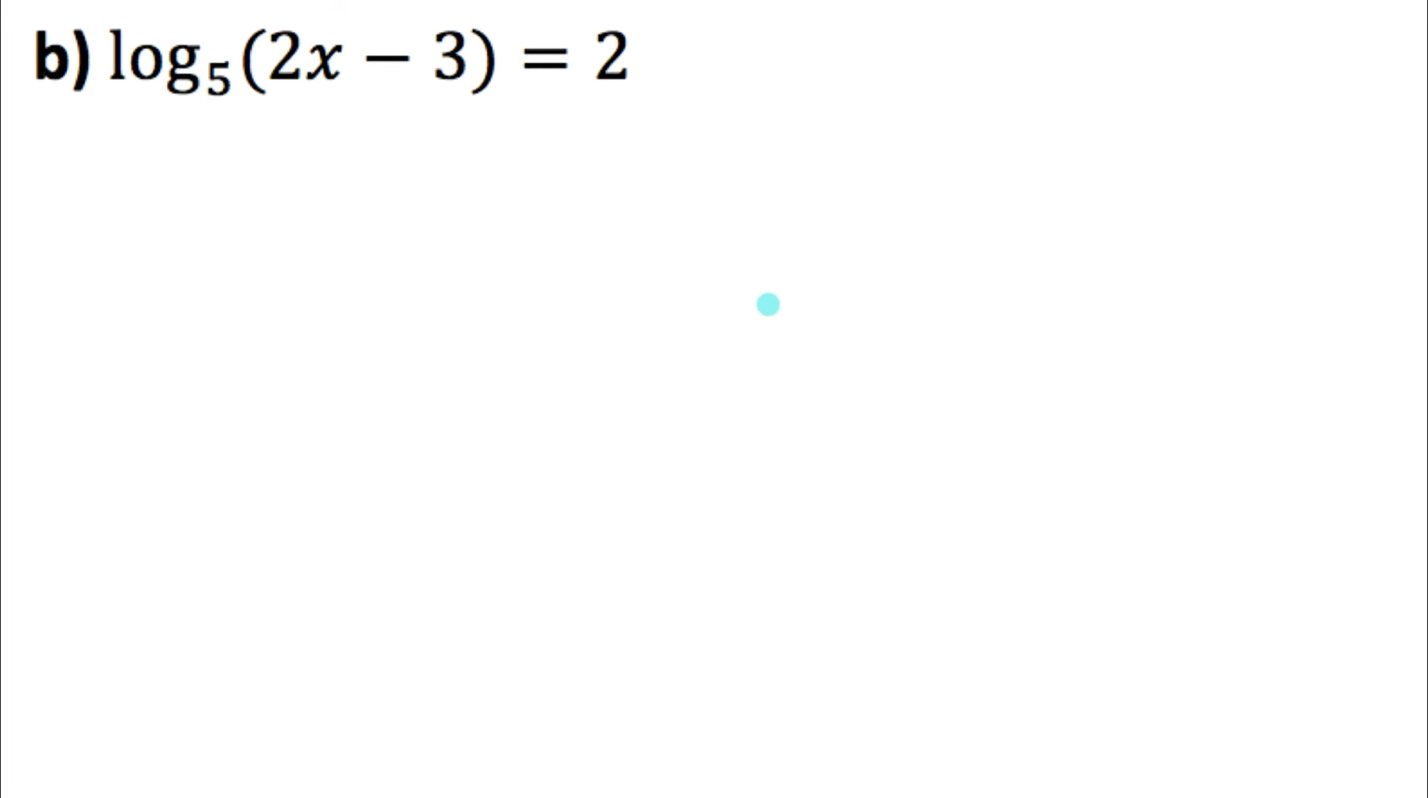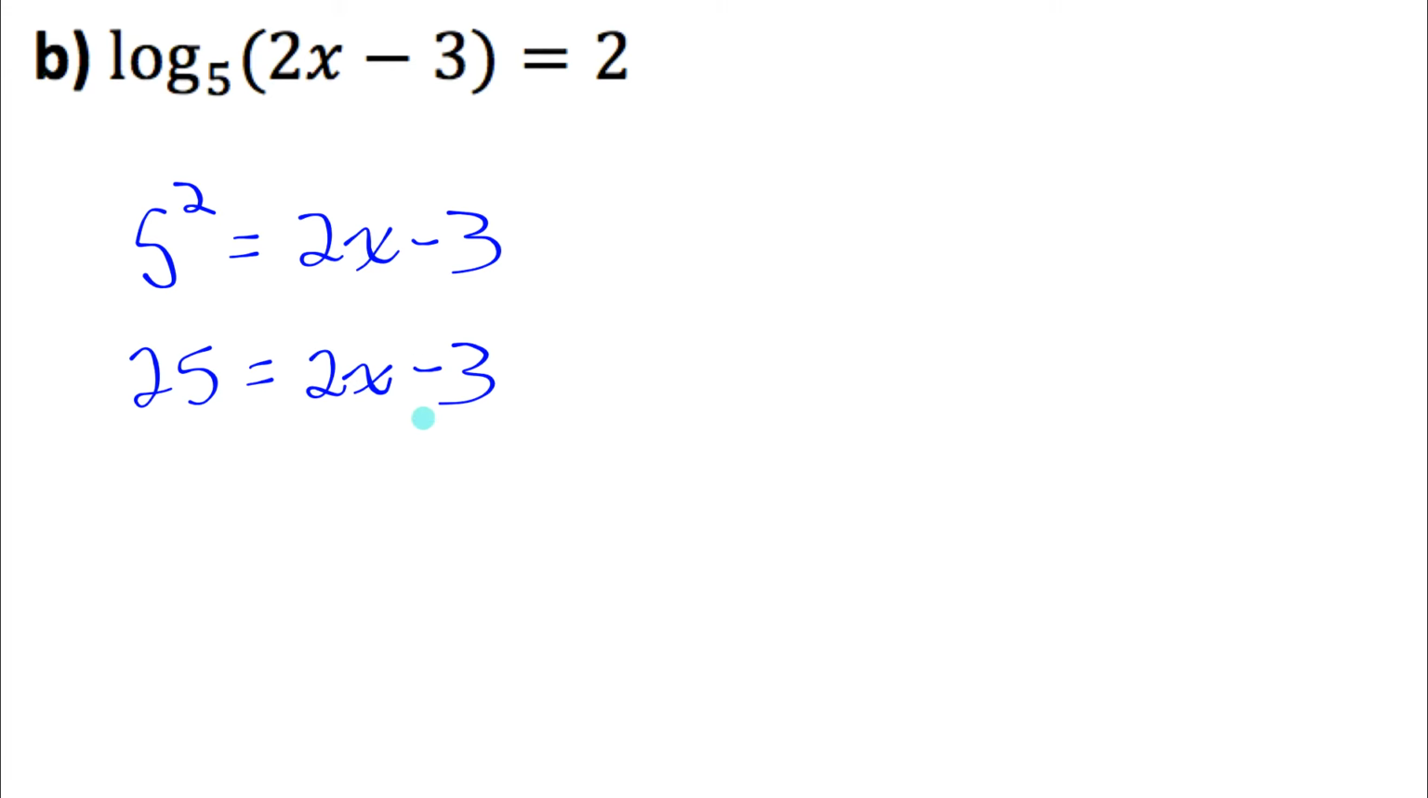Let's try another one that's very similar. Notice it's in the format log equals number. When that happens, and your variable is in the argument of the log, convert it to exponential form. So 5 to the power of 2 equals the argument 2x minus 3. And now we just solve this. 25 equals 2x minus 3, and we isolate the x. 28 equals 2x, divide both sides by 2, we get x equals 14.